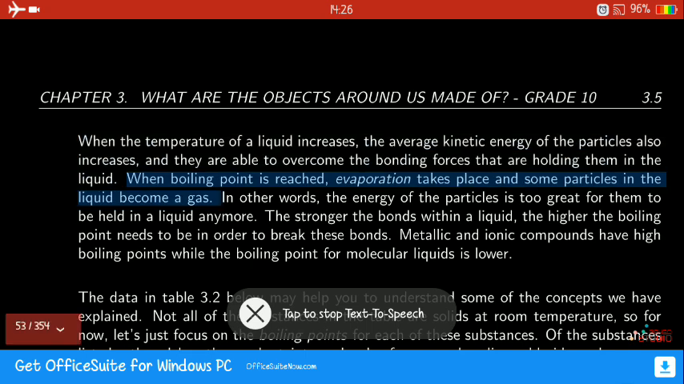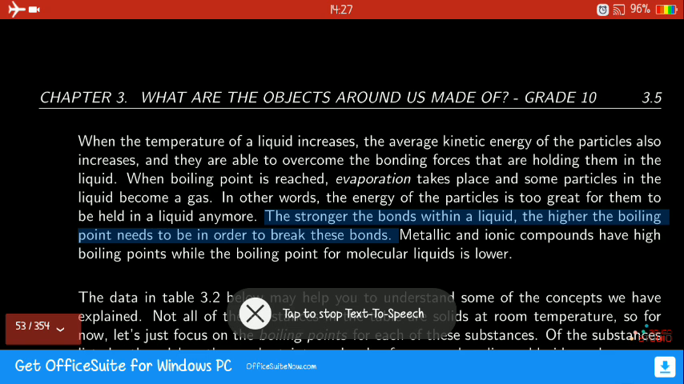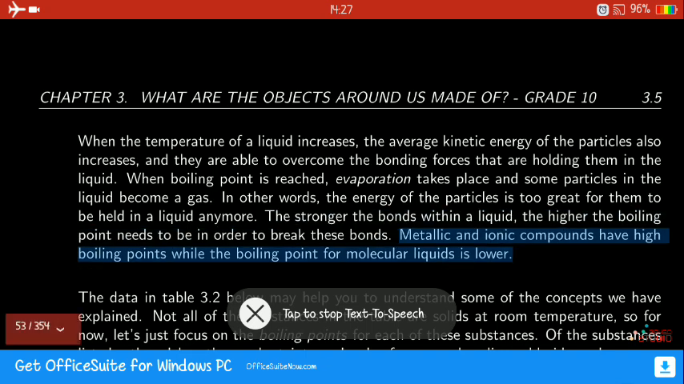When boiling point is reached, evaporation takes place and some particles in the liquid become a gas. In other words, the energy of the particles is too great for them to be held in a liquid anymore. The stronger the bonds within a liquid, the higher the boiling point needs to be in order to break these bonds. Metallic and ionic compounds have high boiling points, while the boiling point for molecular liquids is lower.